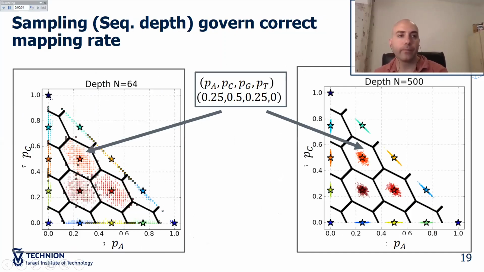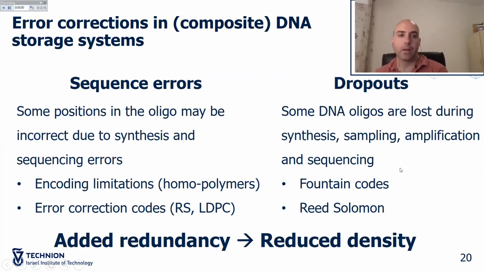This multinomial model also implies that there is a very strong effect of the sequencing depth. What we see here, or the sampling number, is that if we sample with high enough sequencing depth, we can get down to 0 error in the mapping, in this small simulated example. So if we have errors, we have to somehow overcome them.